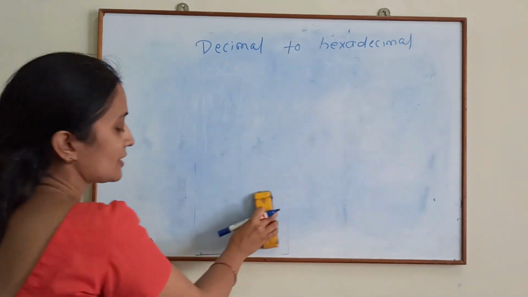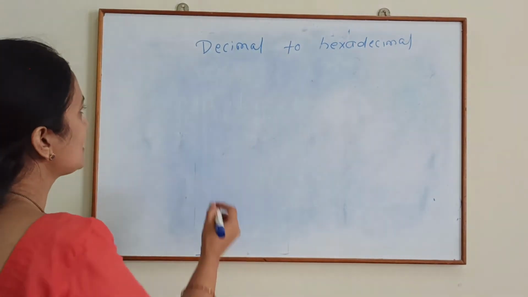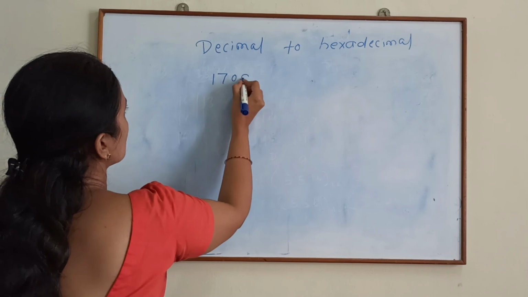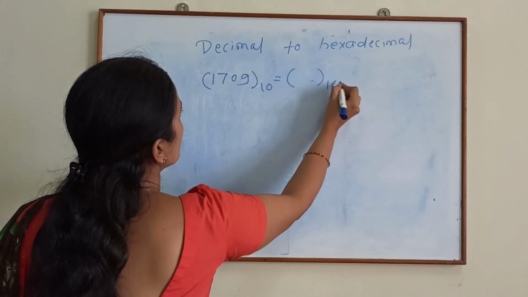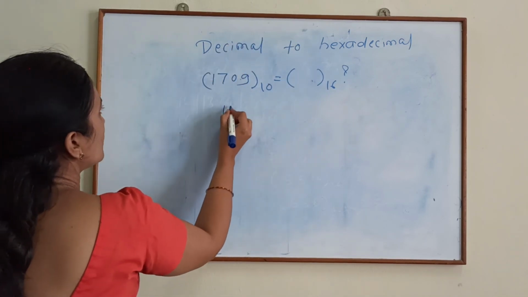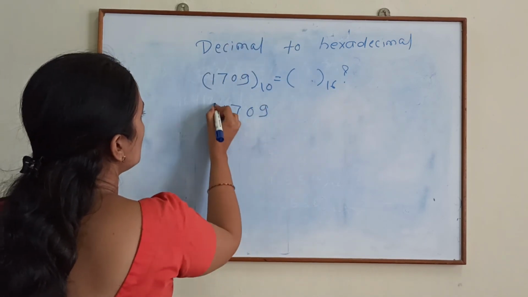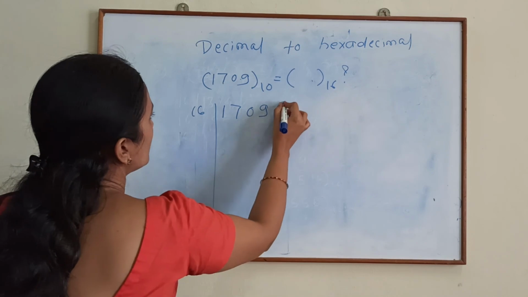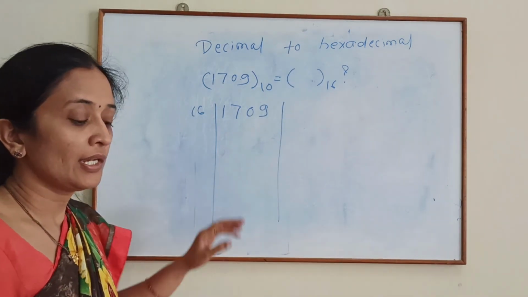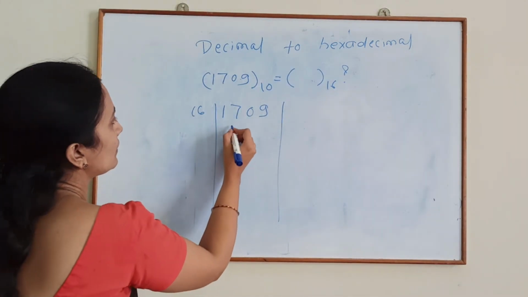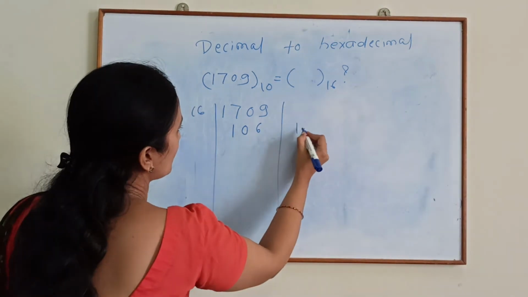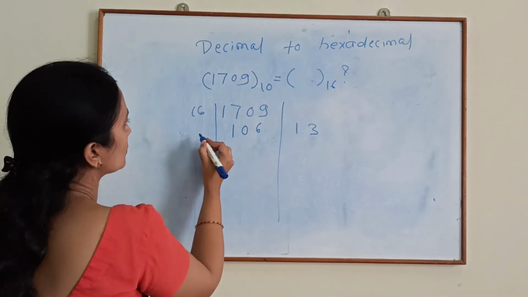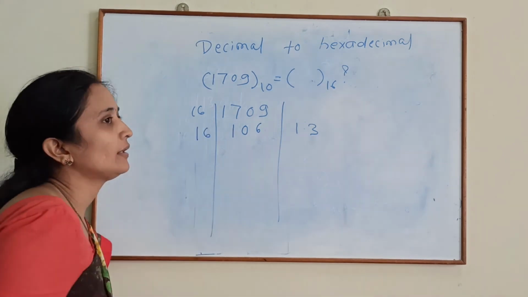And one more last example we will take. 1709, decimal number to its hexadecimal equivalent. Take down that number 1709. Divide that number. Write here remainder. If you divide this number, we will get answer 106 and remainder is 13. This is non-zero. Therefore, again divide the number.